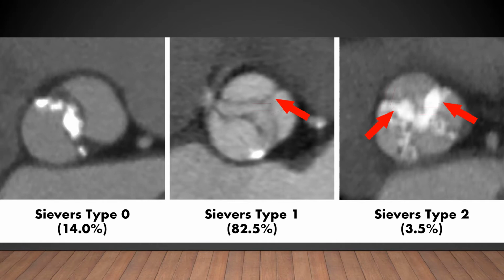Now, what is the classification of bicuspid aortic valves? And the much talked about Sievers classification. You can see Sievers type 0, in which there is basically presence of two cusps. Sievers type 1, which is the predominant type of bicuspid aortic valve, in which one of the raphes is fused. And then Sievers type 2, which occurs in 3.5%. There's two raphe which are fused. And as is depicted here, Sievers type 0 is present in 14% of patients with bicuspid aortic pathology.